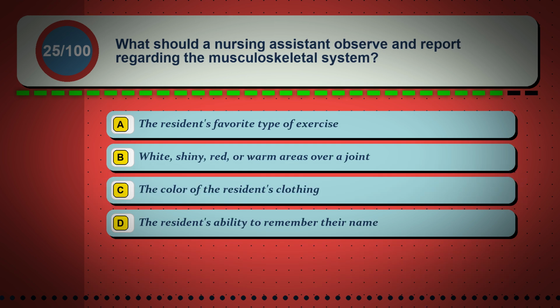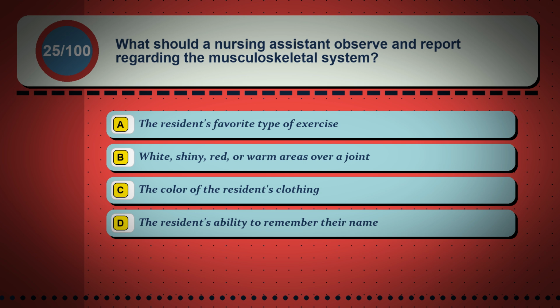Question 25. What should a nursing assistant observe and report regarding the musculoskeletal system? Option A, the resident's favorite type of exercise. Option B, white, shiny, red, or warm areas over a joint. Option C, the color of the resident's clothing. Option D, the resident's ability to remember their name.